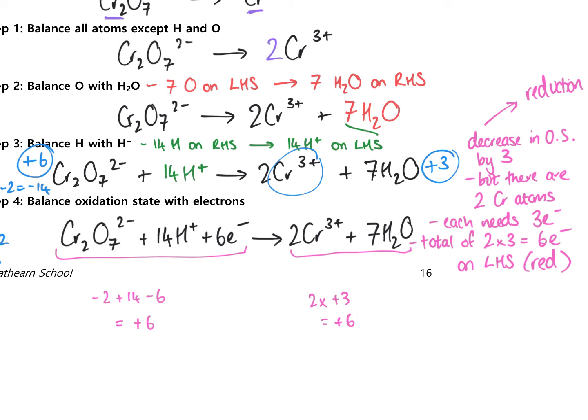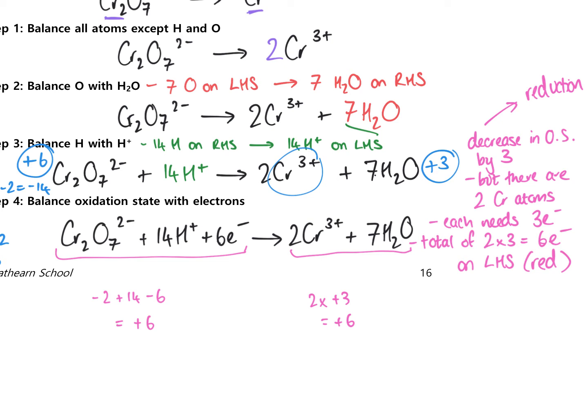So if you had done this and forgotten that there were 2 chromium atoms and, for example, just added 3 electrons on the left-hand side, then doing your final check at the end, is the charge balanced, you would have seen, okay, no, the charge isn't balanced, what have I done wrong? So that's important to check.